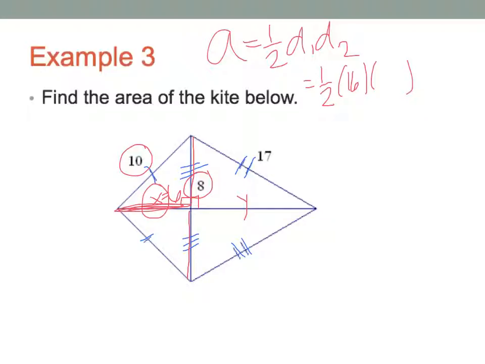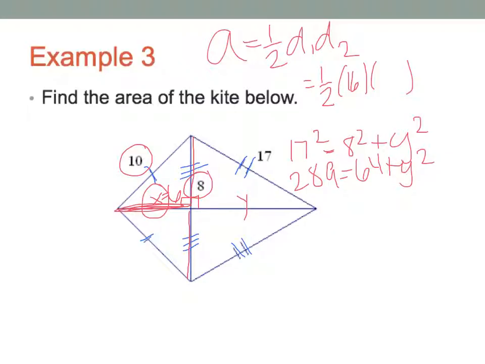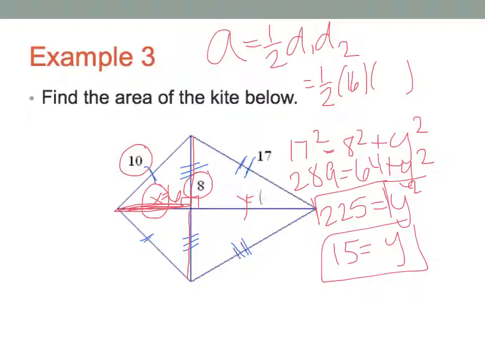Now I can't say that y equals 6 because it's not a rhombus. Y is its own independent length, and let's find that using the same method of the Pythagorean theorem. Let's set this one up as 17 squared equals 8 squared plus y squared. And we get 289 equals 64 plus y squared. Subtract 64 from both sides and I get 225 equals y squared. Take the square root of each side and y now equals 15. Here I've got 15. Therefore my entire diagonal is going to be 15 plus 6 and I'll get 21.